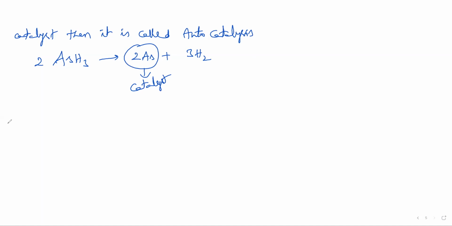Sir, what is the difference between positive and negative catalyst? Positive catalyst will increase rate of reaction. Negative catalyst will decrease rate of reaction. Okay, sir.